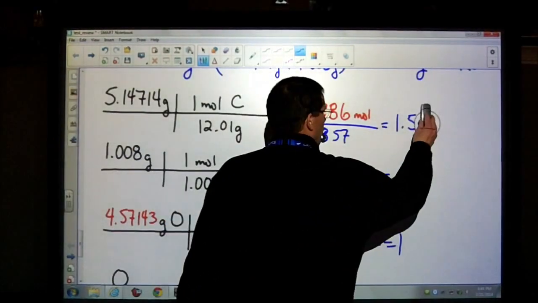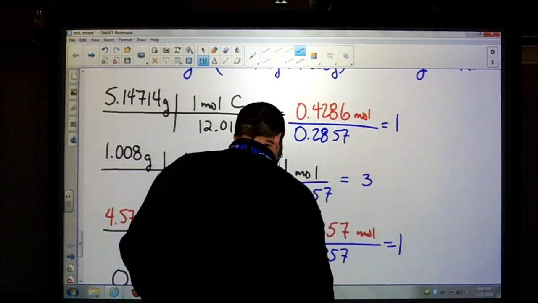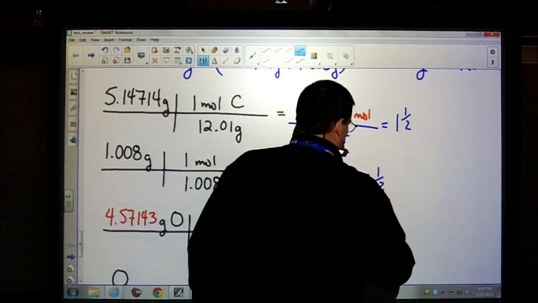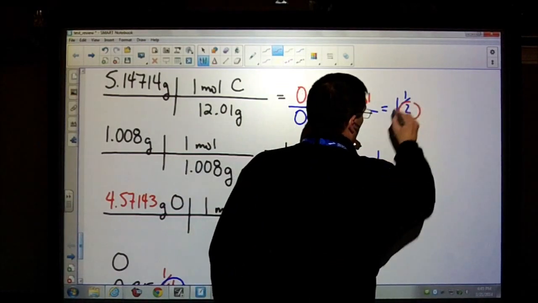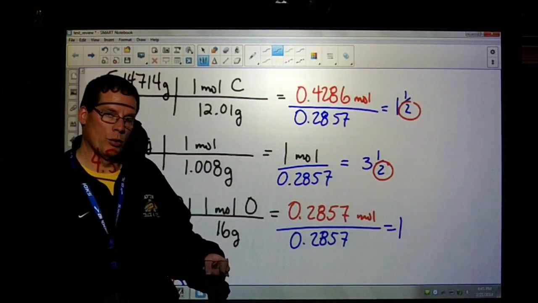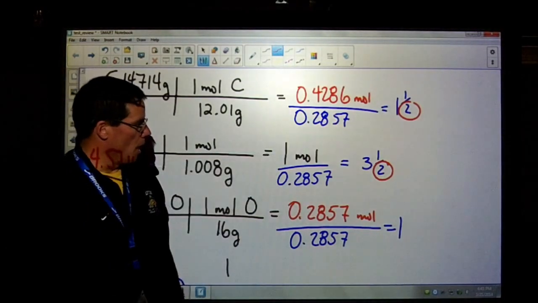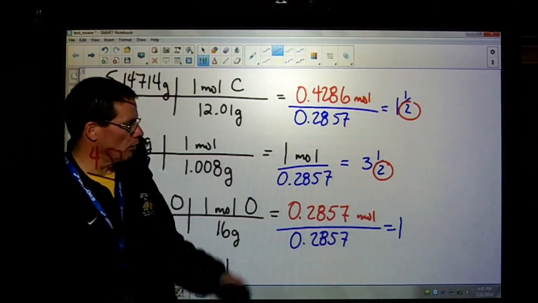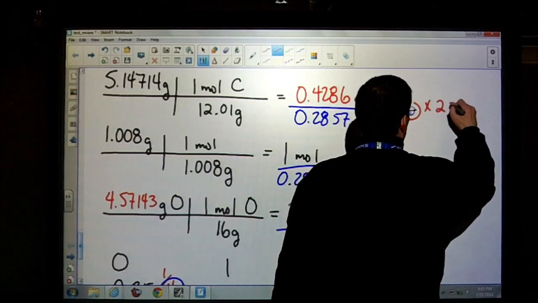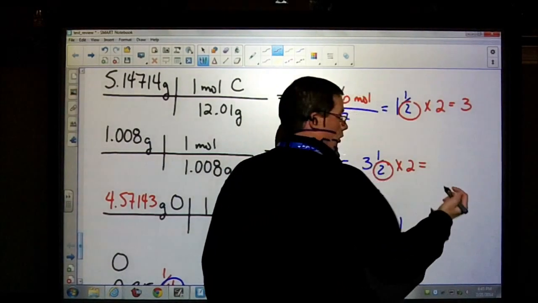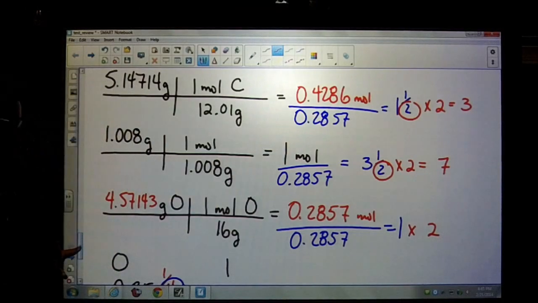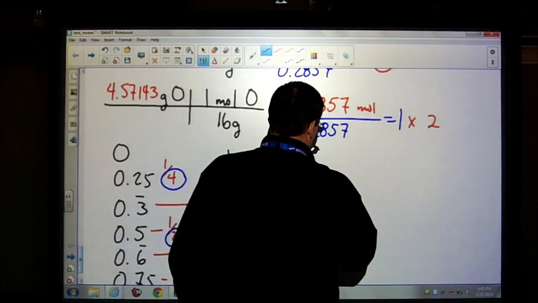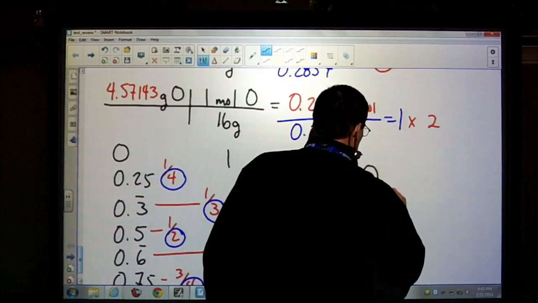So now that we have our 1.5, let's change that 1.5 and that 3.5 to 1 1/2 and 3 1/2. So to get rid of the fraction, we need to multiply everybody by 2. What you do not need to do is multiply everybody by 2 times 2, since they're the same denominator in each of those cases, just multiply everybody by 2. So if I multiply that by 2, I get a 3. If I multiply that by 2, I get a 7. If I multiply that by 2, I get a 2. So your empirical formula, okay, is C3H7. Let me write that down. C3H7O2. That is your empirical formula.